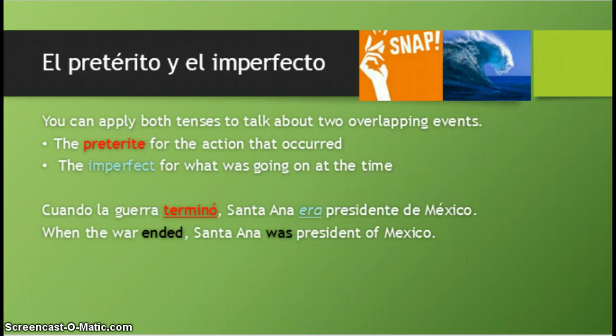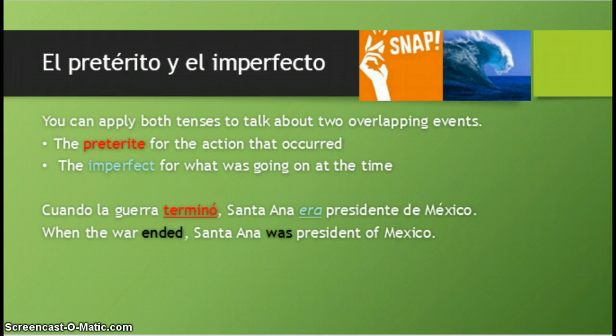Tengo los dos, el pretérito y el imperfecto. Sometimes I will actually apply both tenses when I'm talking about overlapping events or simultaneous events. So the preterite, those are our actions that occurred. Remember, SOS. Specific, one time, it stopped. Imperfect is what was going on. It was that ongoing action. So that's my wave.